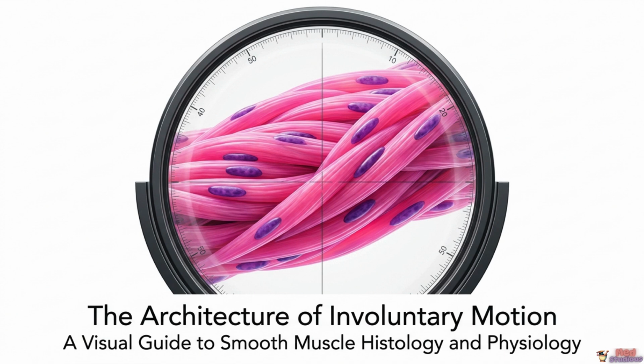Unlike the skeletal muscles you flex voluntarily, this unique tissue operates entirely on autopilot. Governed by the autonomic nervous system, it prioritizes efficiency and endurance over rapid voluntary force. Throughout this video, we will break down the microscopic structure of these fascinating cells, explore how they physically contract, and understand how they assemble to power the complex organ systems we rely on every single day.